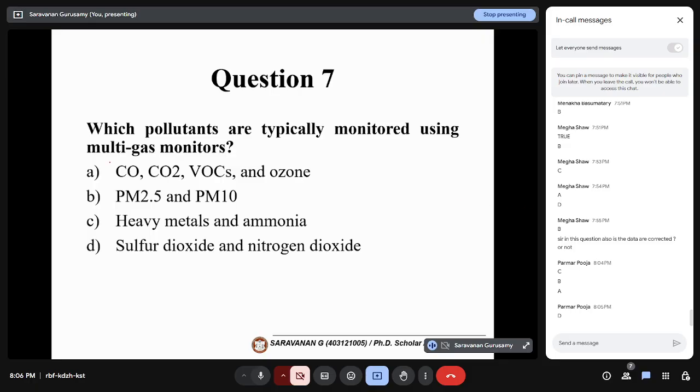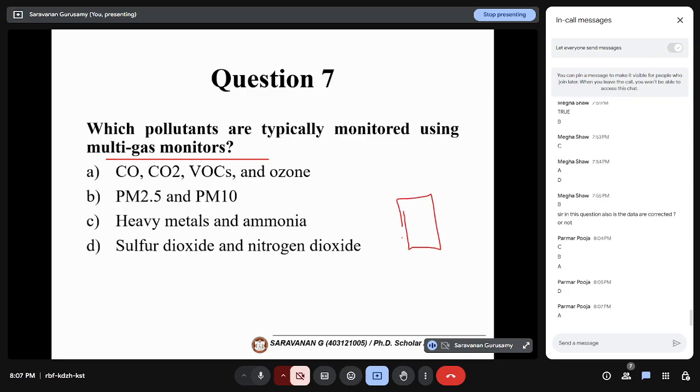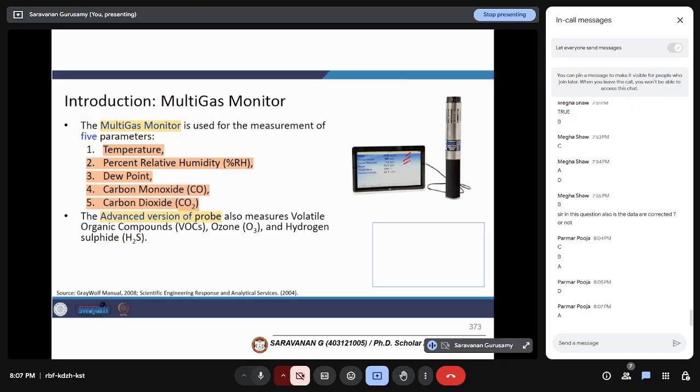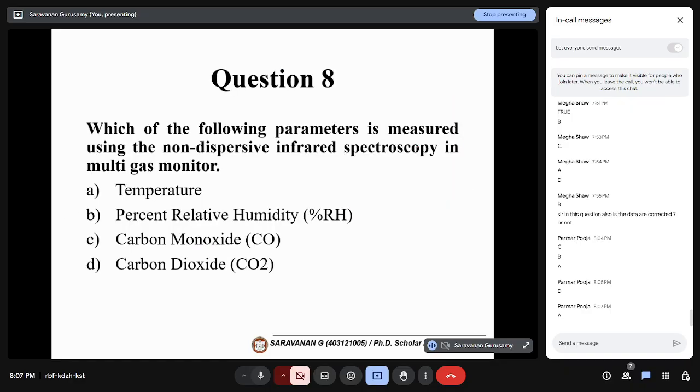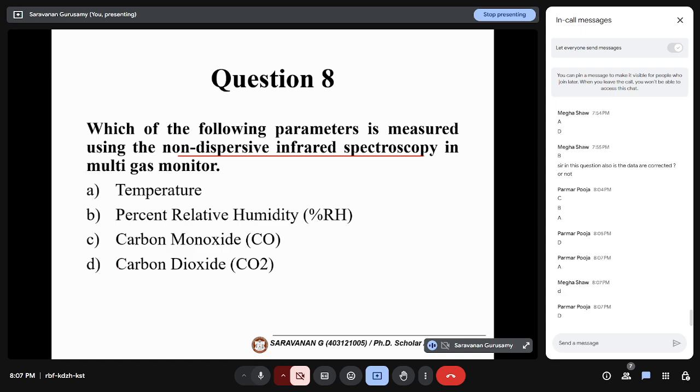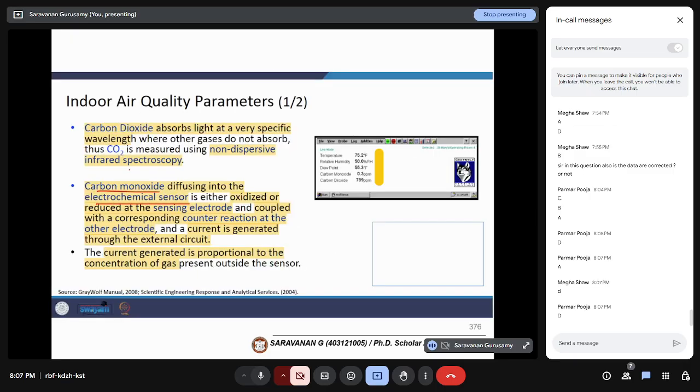Which pollutants are typically monitored using a multi-gas monitor? Yesterday we saw a small multi-gas monitor that can measure CO, CO2, VOC, ozone. You can see TOC, carbon dioxide, carbon monoxide, ozone. Which of the following parameters is measured using a non-dispersive infrared spectrometer? NDIR is used to measure carbon dioxide. Even carbon monoxide can be measured, but that is a separate electrochemical method. Electrochemical sensors are for CO and NDIR is for CO2.